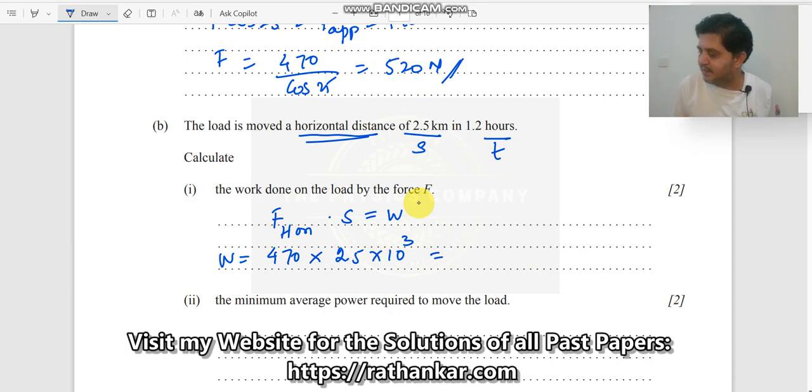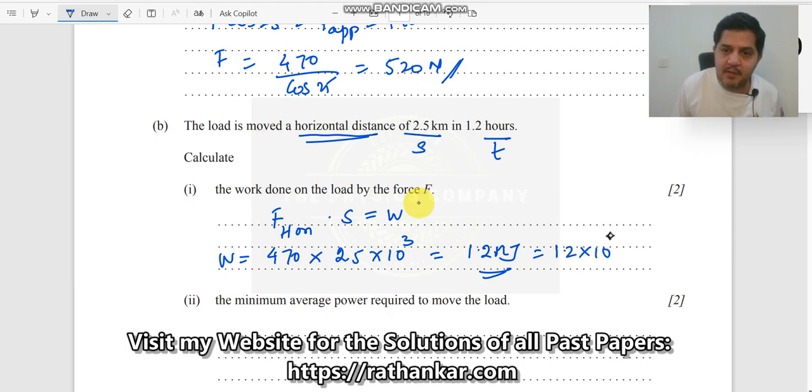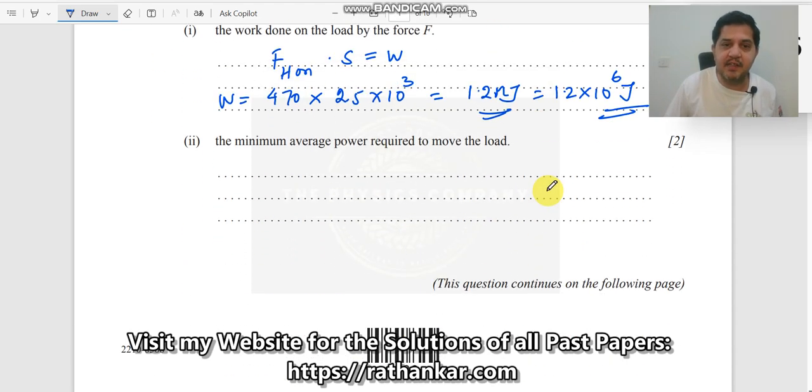This value, if you calculate this, comes out to be around 1.2 megajoules. You can use your calculator to get this done, which is equal to 1.2 into 10 to the power of 6 joules over here. Okay, then the next question: the minimum average power required to move the load.